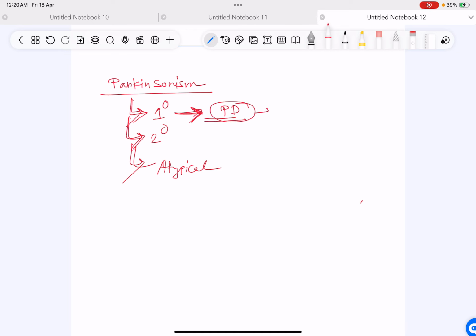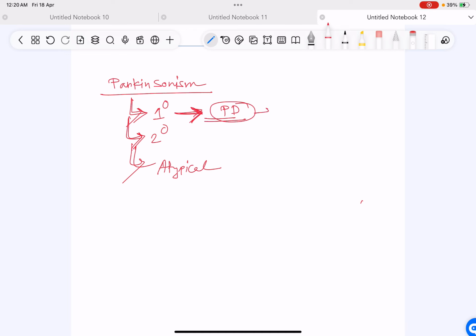Later we'll discuss. Okay, these are multiple system atrophy, progressive supranuclear palsy, corticobasal degeneration, dementia with Lewy body, and vascular Parkinsonism.